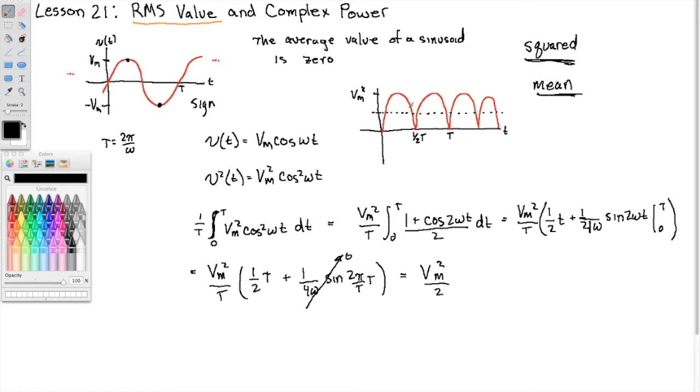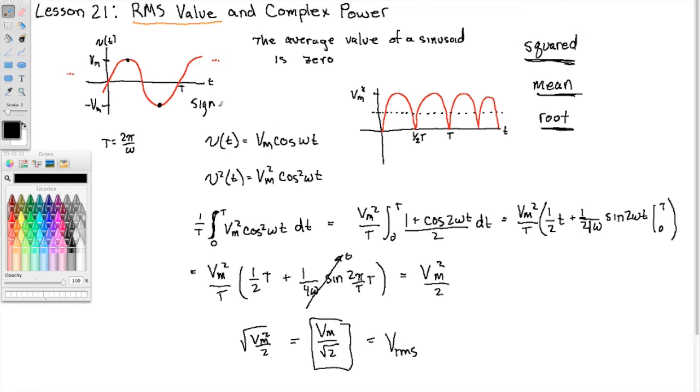But I squared it, right? So I squared this thing initially. So now this is in units of volts squared. Let me bring it back down to our original scale of volts. So let me take the square root now, because I squared it initially. So now we have the square root of Vm squared over 2, which is Vm over root 2. This is exactly what we saw V RMS to be.